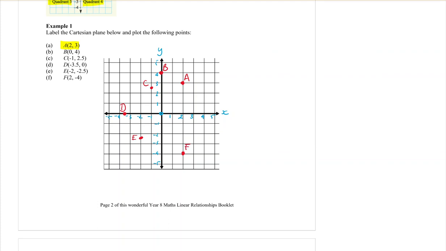Okay, so if we had a little practice with our quadrants, A is the only point that's in the first quadrant, C is the only point in the second quadrant, E is in the third quadrant, and F is in the fourth quadrant. The point B is on the y-axis. It's not actually in a quadrant, it's on the axis. And D is on the x-axis.